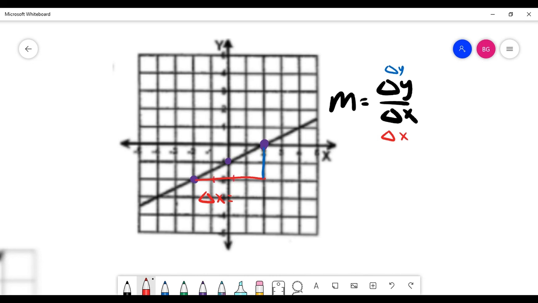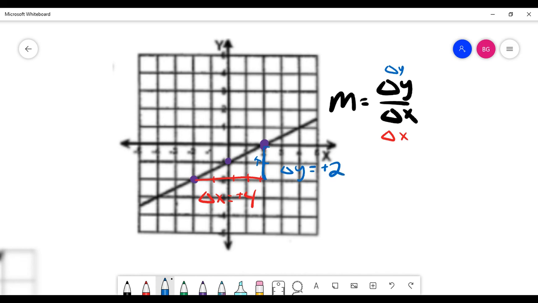Okay, so I got 1, 2, 3, 4. So that's a positive 4. So I'm going to put a plus 4 there. Okay, then I'm going to go to my change in y, which is the blue. And this time I'm going up to finish my triangle. From here, I'm going up. Okay, so I'm going to count up. So I go 1, 2. So my change in y is a positive 2.